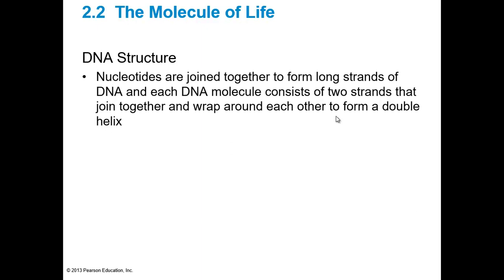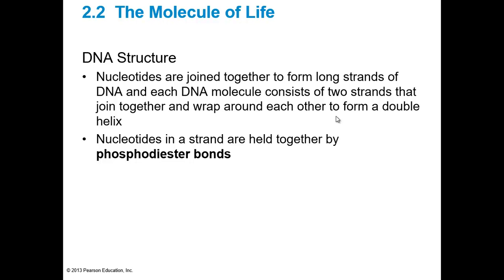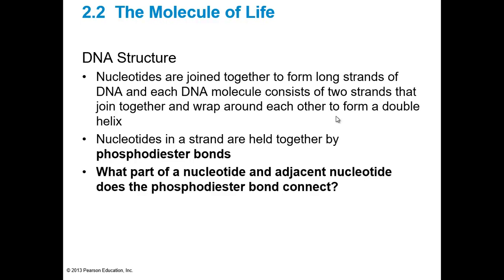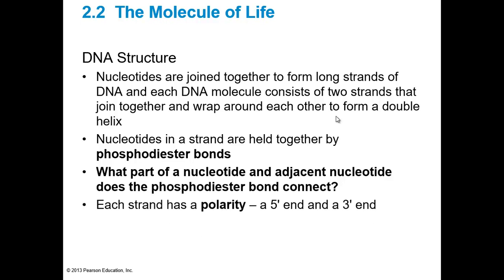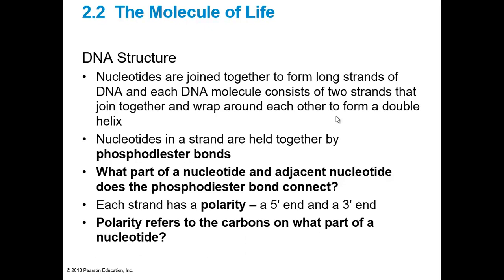So nucleotides are joined together to form long strands of DNA. Each DNA molecule consists of a parent strand and a daughter strand, and the daughter strand is complementary. Okay, and the nucleotides in the individual strands are held together by phosphodiester bonds. That's where the phosphate binds the ribose directly. The binding is between the phosphate group of one nucleotide and the ribose group of the next nucleotide. And each strand has polarity. You always go from the 5' carbon on ribose to the 3' carbon on ribose. Ribose has 5 carbons in it, and you just number the carbons 1, 2, 3, 4, and 5. And the 5' end is where it ends with the 5' carbon on ribose, and the 3' end is where it ends with the 3' carbon on ribose.